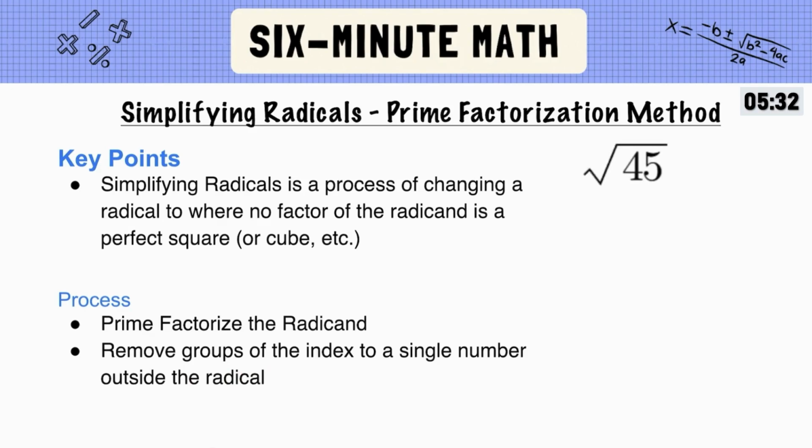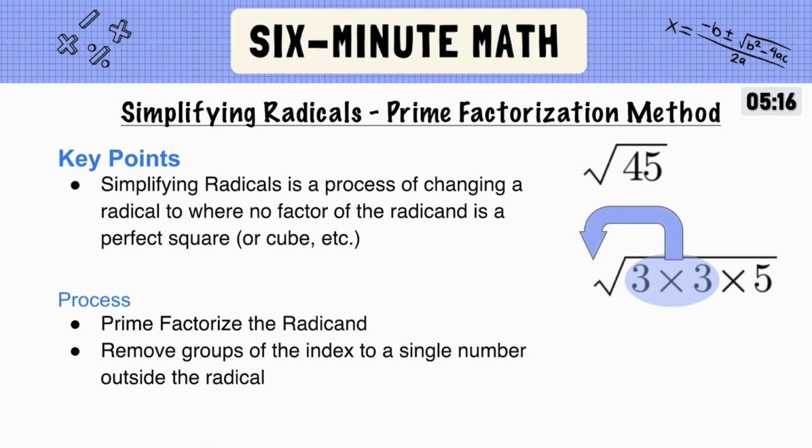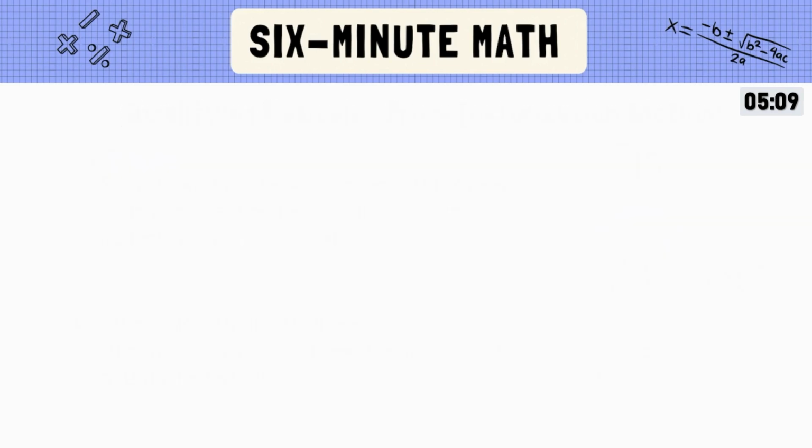We have root 45, and we are going to prime factorize that into 3 times 3 times 5. Our index is 2 for a square root, so we're going to take that group of 2 3's and bring it out to the front. This is going to give us 3 root 5. So let's see some examples here.